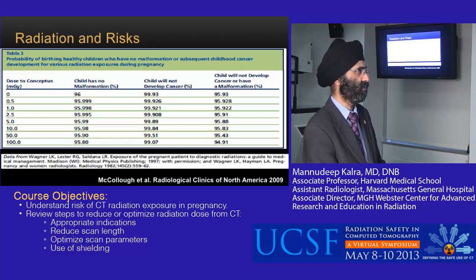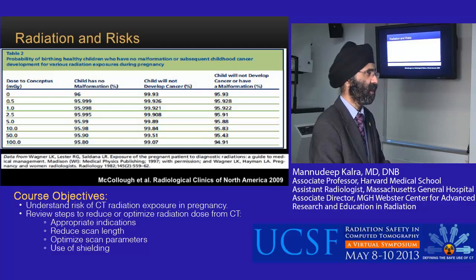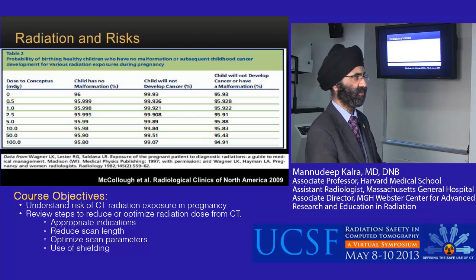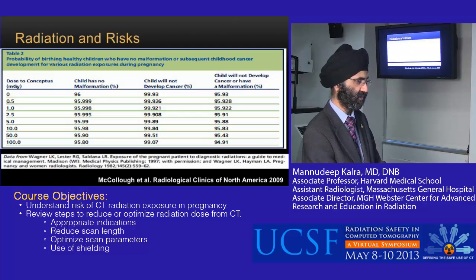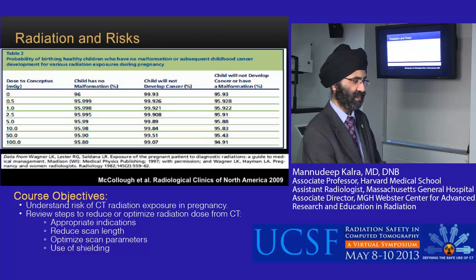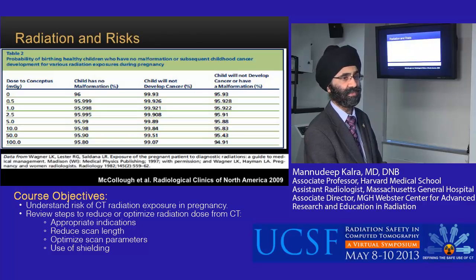This table, actually taken from the Radiology Clinics of North America from an article from Cynthia McCullough, basically illustrates how much is the background risk of congenital malformations and cancer with and without radiation dose. So in the first row, as you can see, even without any additional radiation exposure to the conceptus, there is about 4% chance that the child will have some kind of congenital malformation and about 0.07% chance that the conceptus is going to develop cancer, a childhood malignancy, right?